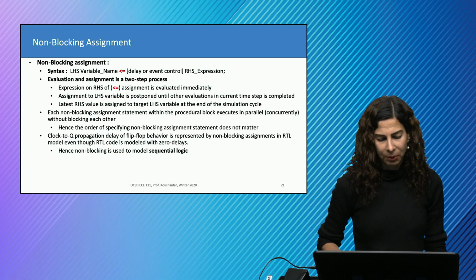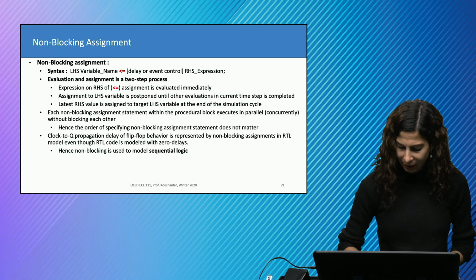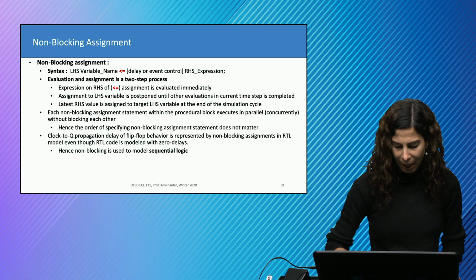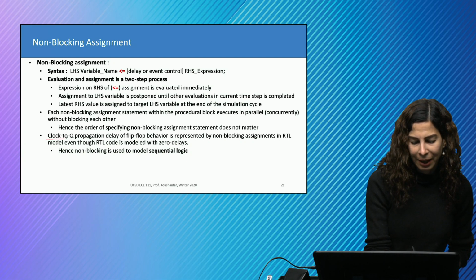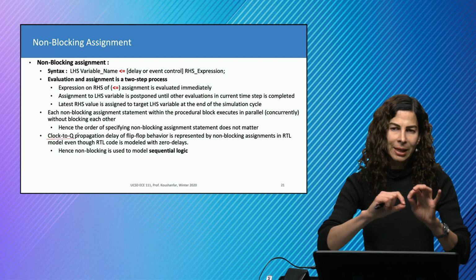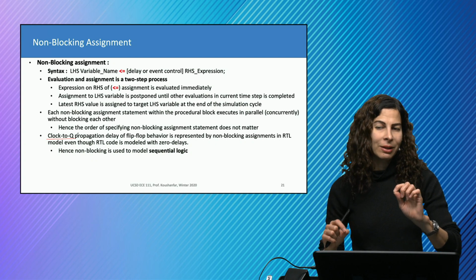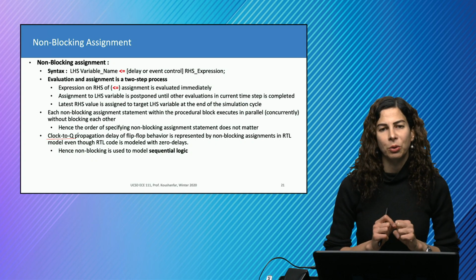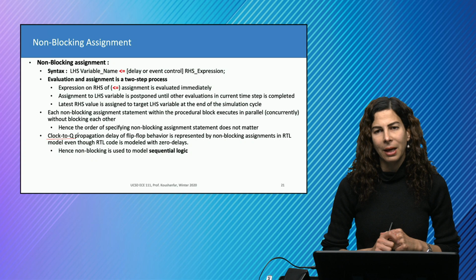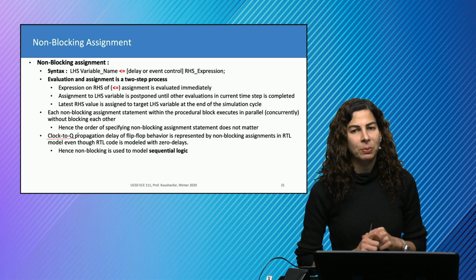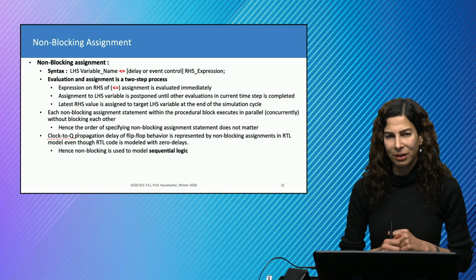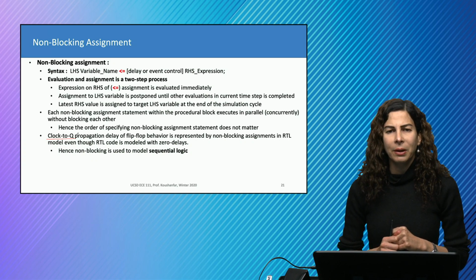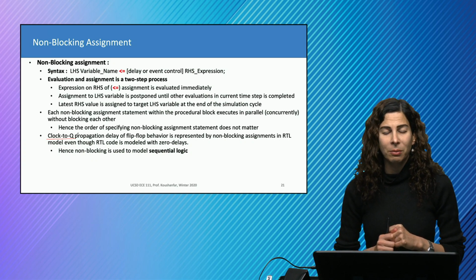One thing to remember is that because these flip-flops are not ideal elements in real life, the arrival of the clock to when the Q output becomes available is called the clock to Q propagation delay of the flip-flop. This is actually represented by a non-blocking assignment in RTL, even though the RTL code is modeled with zero delay.